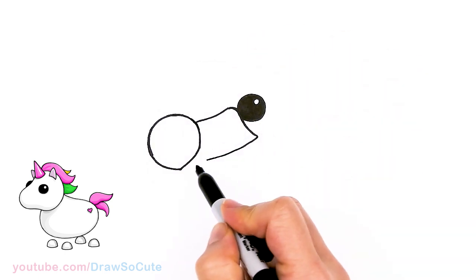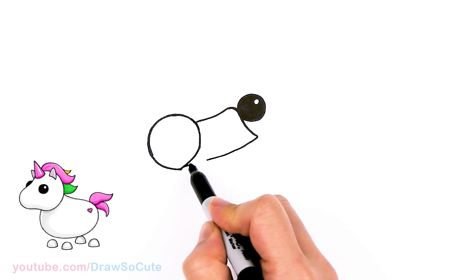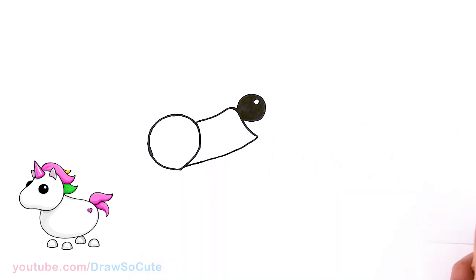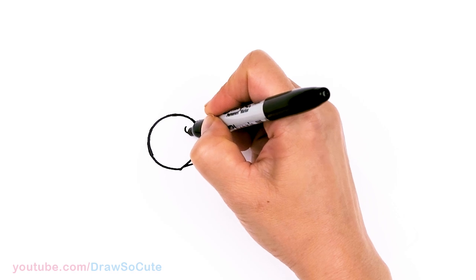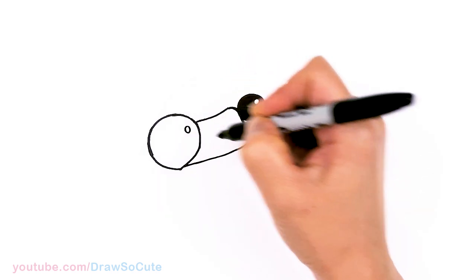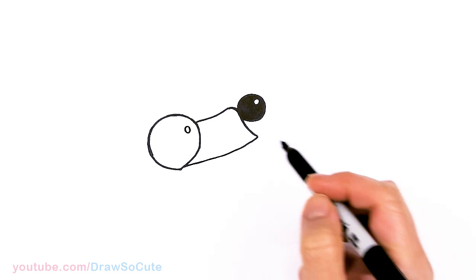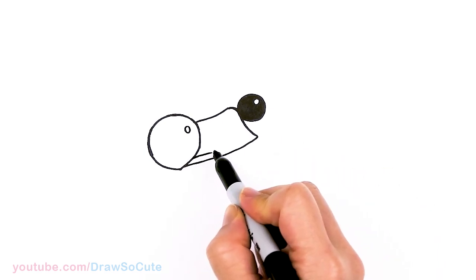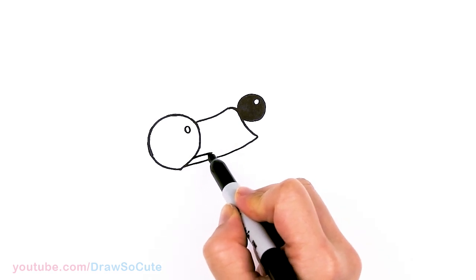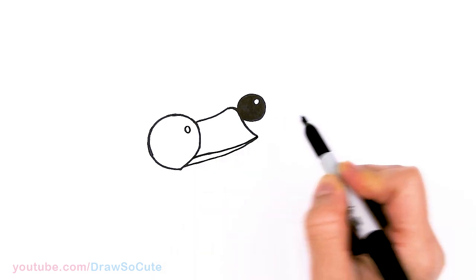Okay, then I'm going to go ahead and just finish it off, connect it right there. And in this area right here, we're just going to draw in a circle. And then let's come back right here and just draw another curve that tapers in to finish off the beak.